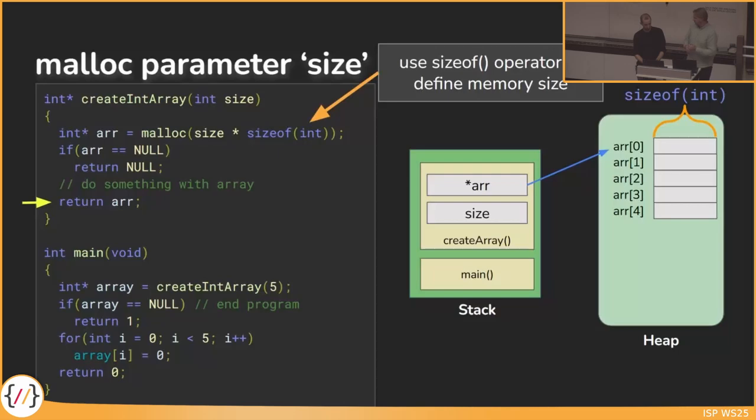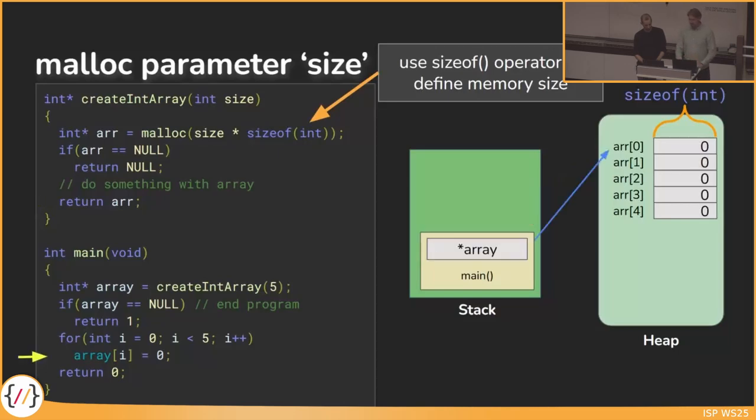And yeah, we can again do some things in the main function. We can iterate through the array, and of course we always have to check if the pointer returned by malloc is null, because then we just want to end the program.